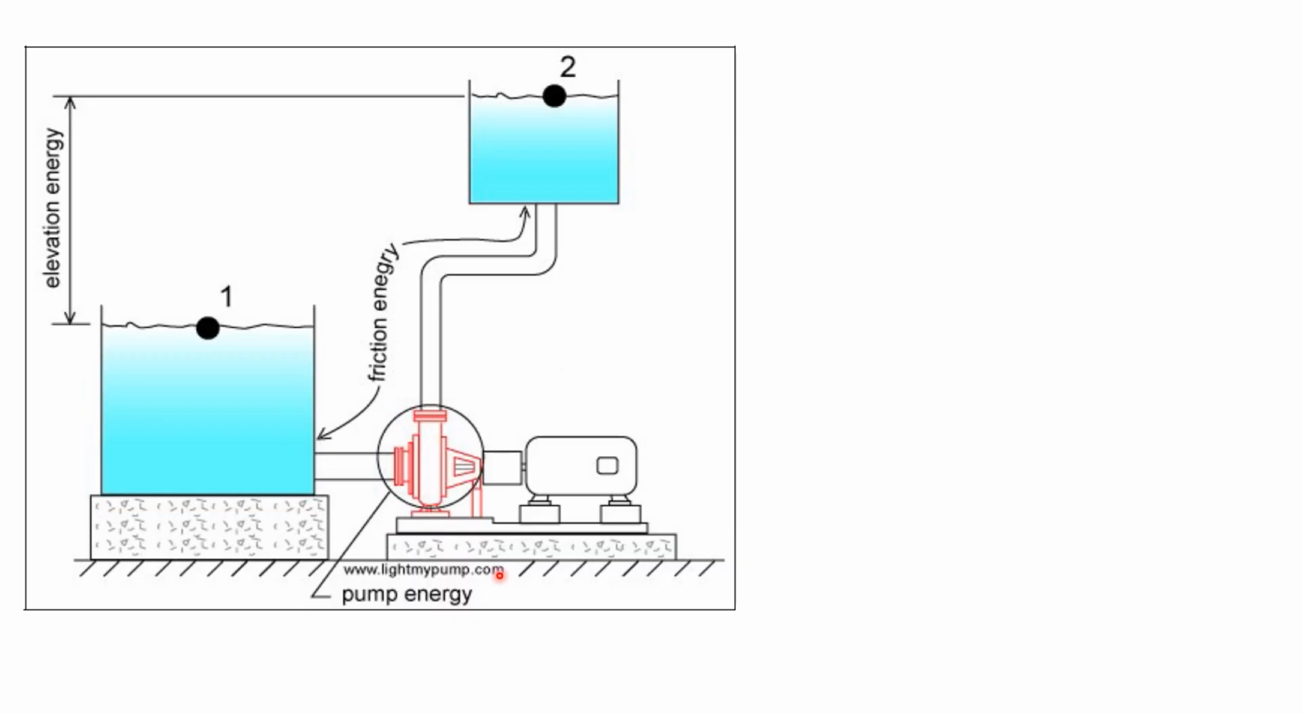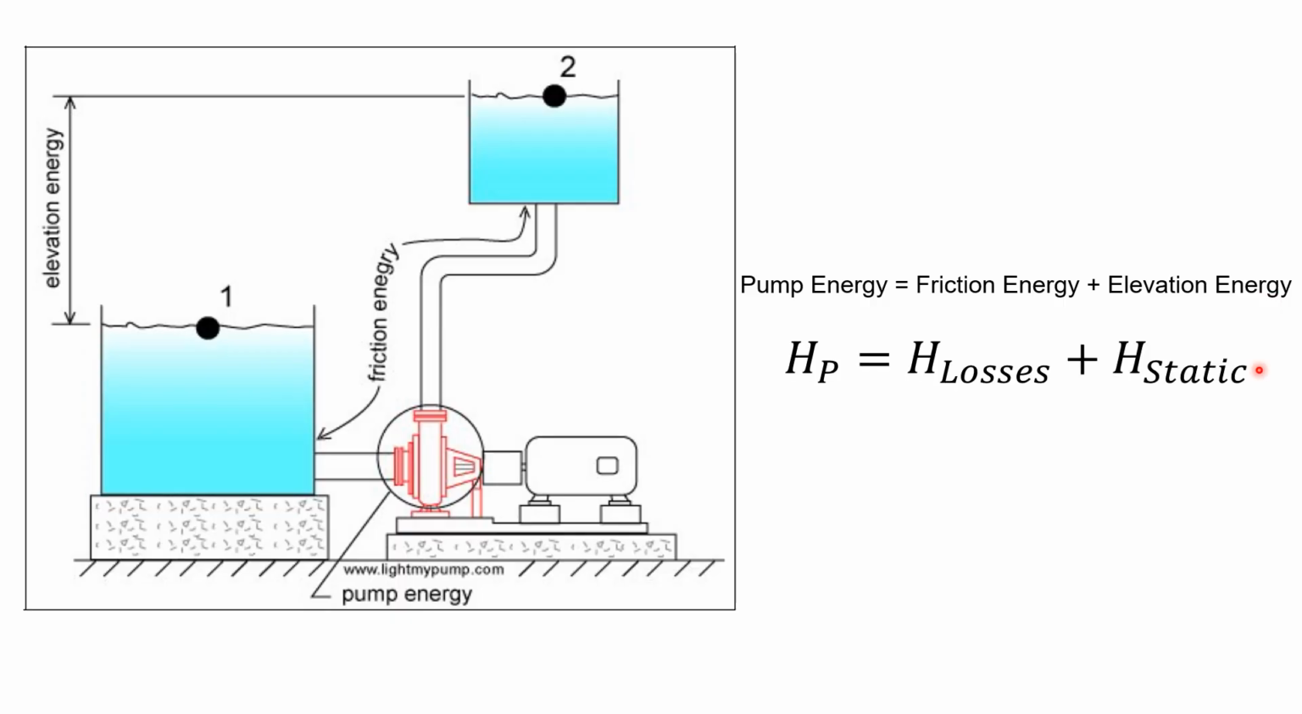The pump is the driving force which is going to move the fluid from tank 1 to tank 2, which is located at higher elevation. The pump needs to overcome all the types of resistance on its way, which are the friction energy in the piping and the difference in elevation between the two tanks. So the pump energy is equal to the friction energy plus the elevation energy. And if we convert the equation into head form, then the head of the pump is equal to the losses head plus the static head.